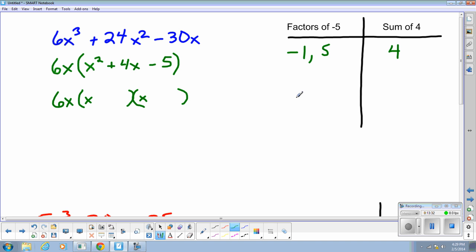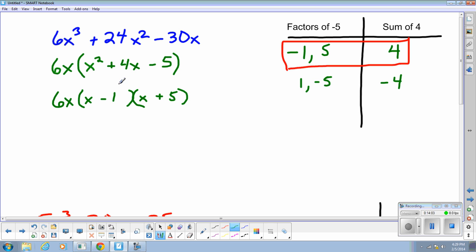Now just to show you for demonstration reasons, I could also have +1 and -5. Works to give me the -5 when I multiply. However, when I add, it's -4. So this is not the one I want. The one I want is this pair right here. So now I go back to my parentheses over here, and I know I need the numbers -1 and +5, and I write -1 and +5 in here.